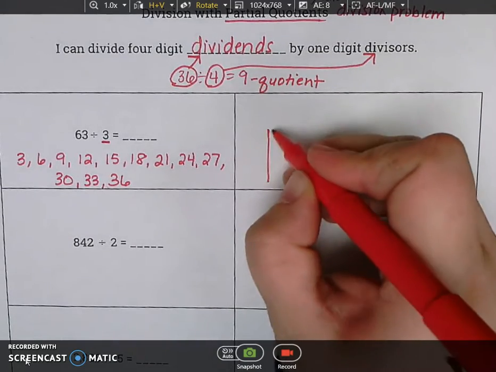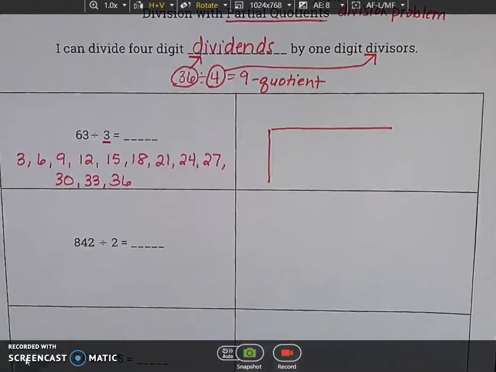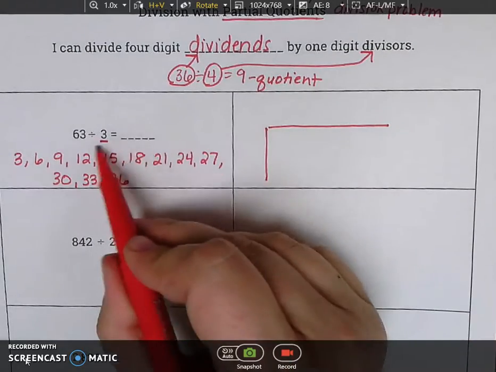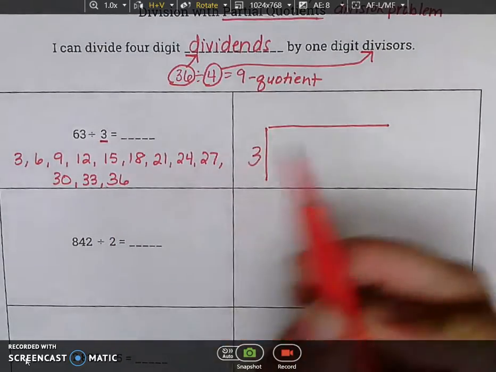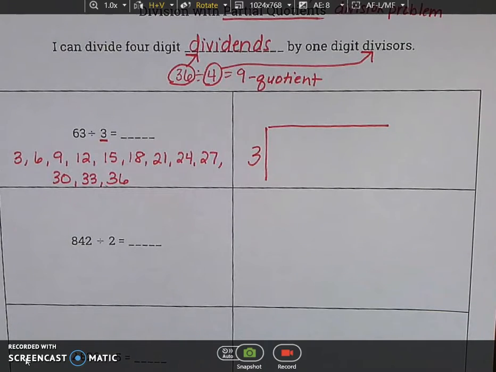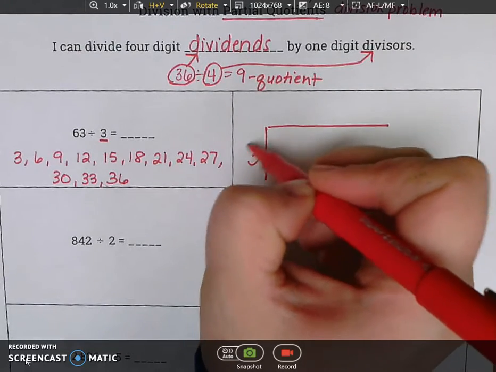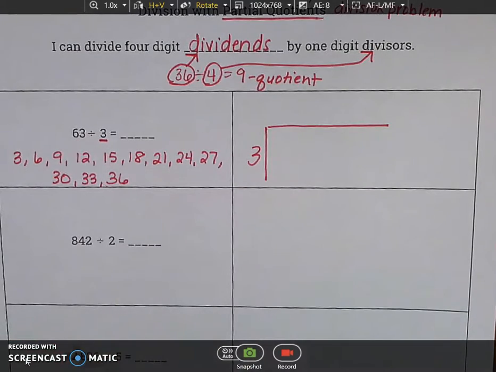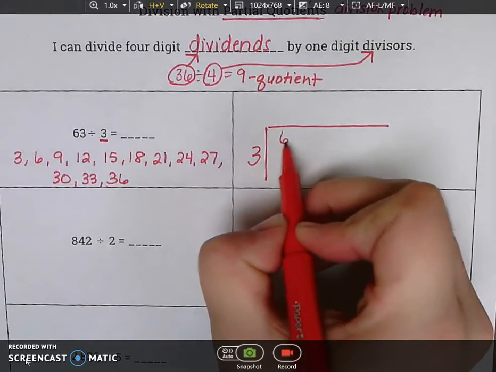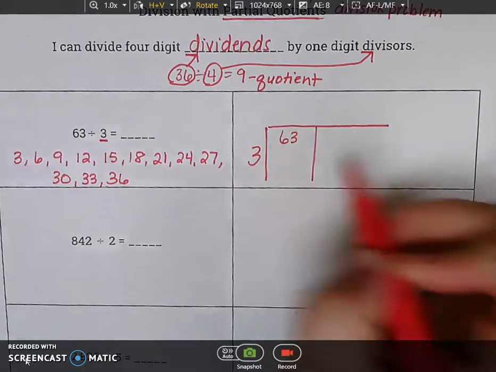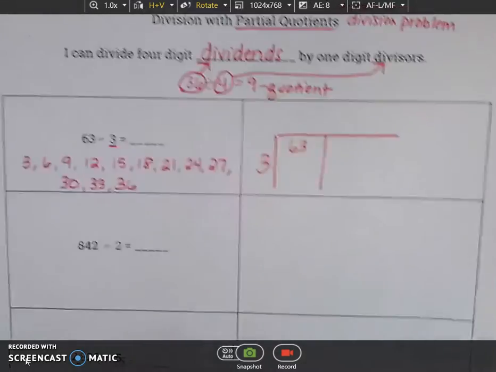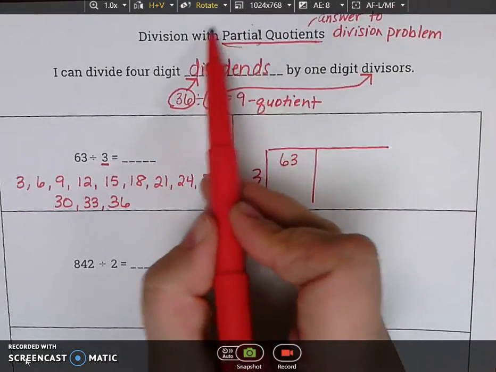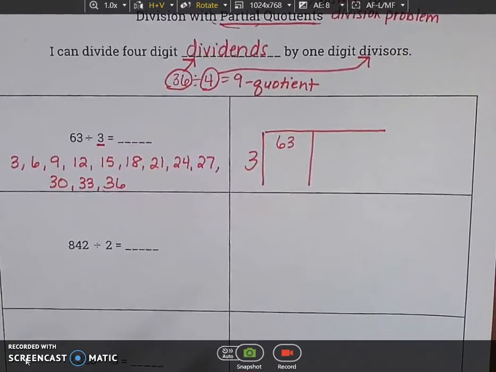So it's going to look similar to a multiplication problem starting out. What's different is our divisor is going to go on the outside here. That's what we're dividing by. We're trying to figure out how many times 3 will fit into 63. The 63 is going to go on the inside. And we're going to do this one part at a time. So partial quotients, one part at a time.